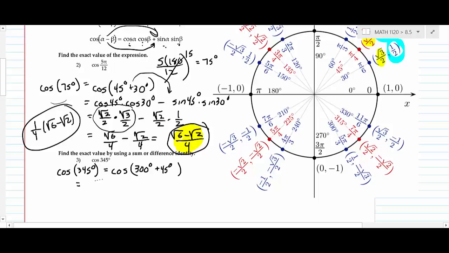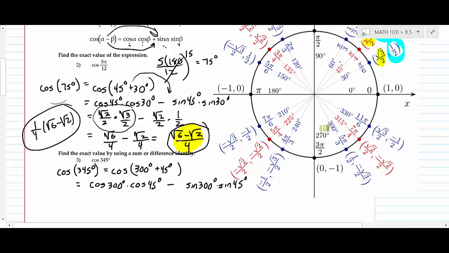Then we write our identity. The identity is easy to remember. You do the cosine of the first, cosine of the second, then you do the sine of 300, sine of 45, and then it's the opposite sign. So it's cosine, cosine, sine, sine, different sign. All right, now we go to the unit circle and put everything together.